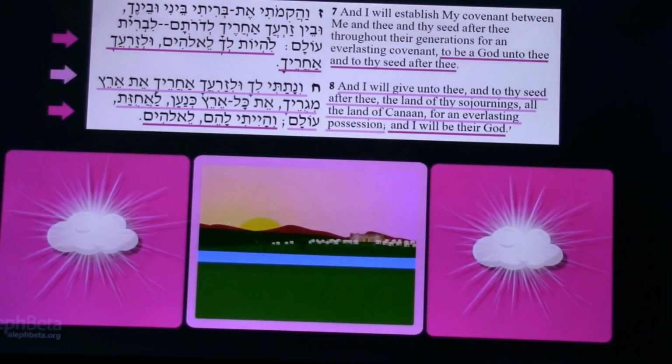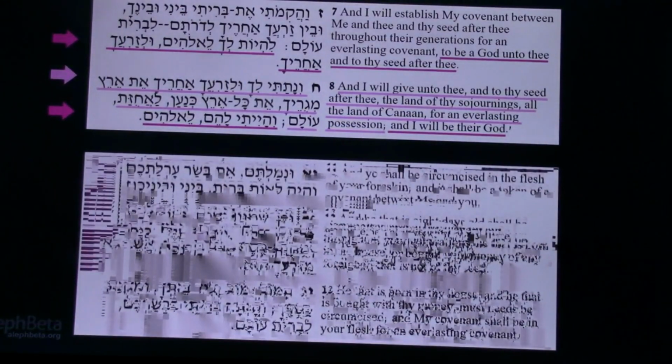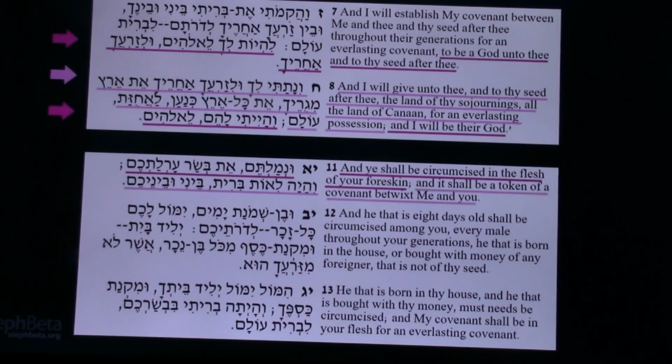Lo and behold, you have exactly the same structure at the bottom of the chiasm. The next element has that same threefold structure. Unemaltem et basar lotechem. You have to do milah. You have to circumcise. Element A. Element B. V'haya la'ot brit beinu beinechem. And it's going to be a sign of the covenant.